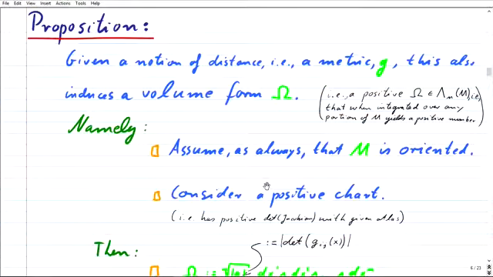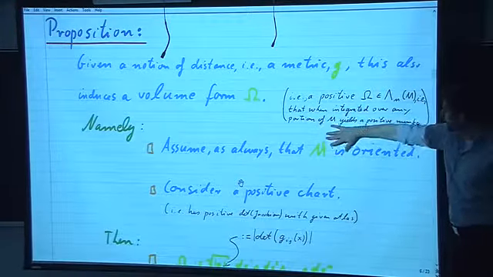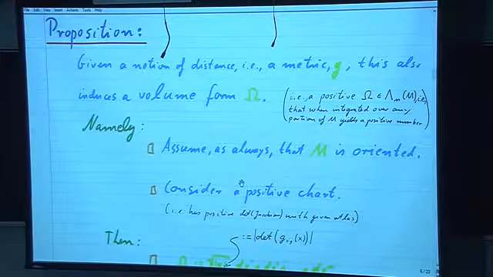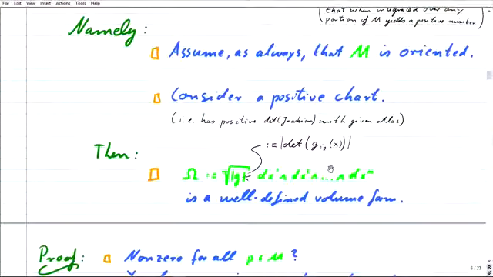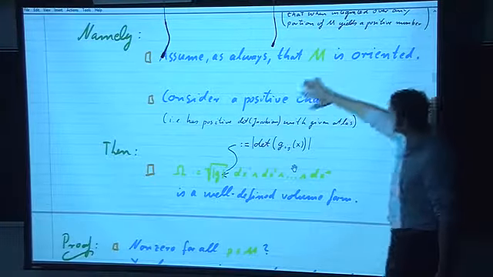So let's start with the fact that the metric will induce a volume form. The proposition is that given the metric G, this induces a volume form omega, that is to say, a positive n form. Let's assume, as always, that our manifold is oriented, and we consider a positive chart. Remember that if it's oriented, it has an atlas that covers it, and the change of coordinate maps will have Jacobi determinants that are all positive. And relative to that atlas, our chart is positive.